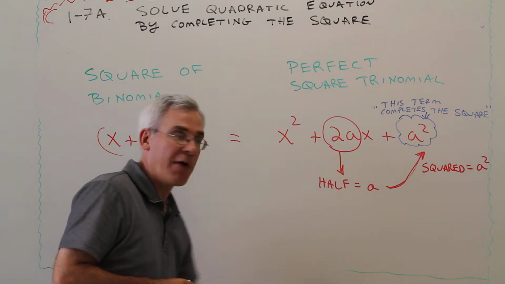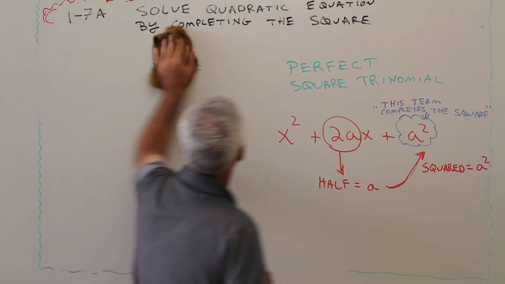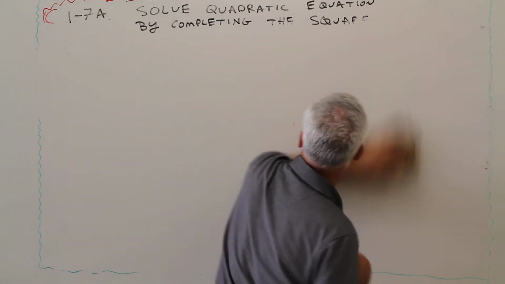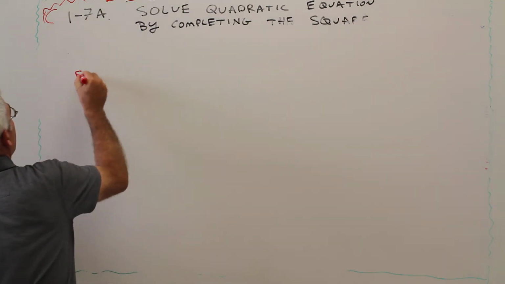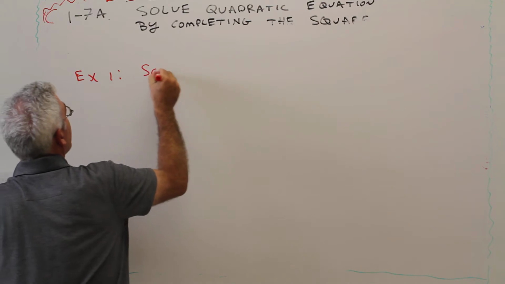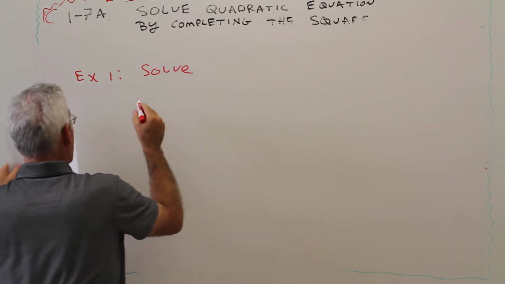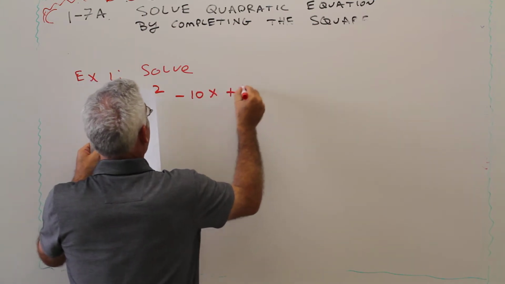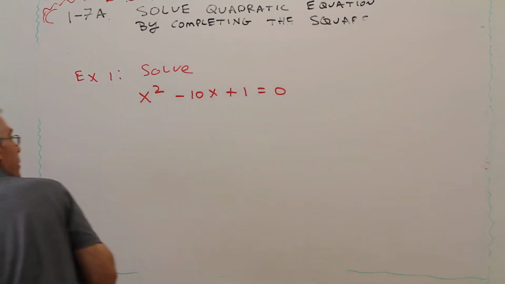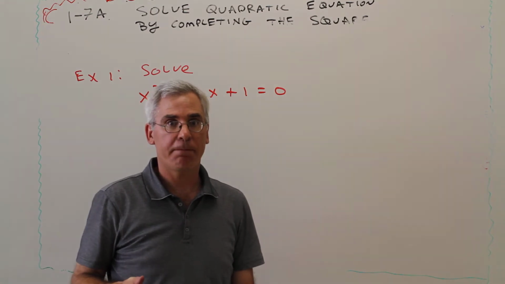Okay, we're now ready for our example. Example 1. Solve x squared minus 10x plus 1 equals 0 by completing the square.